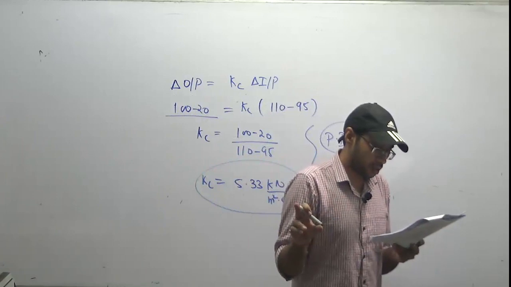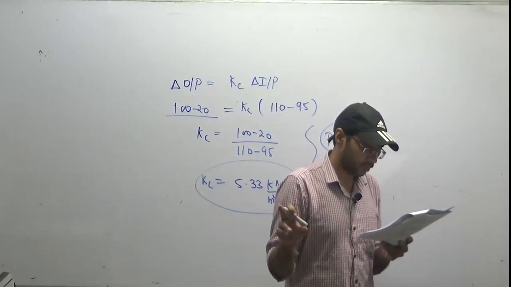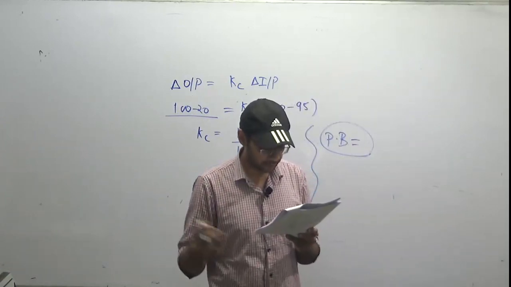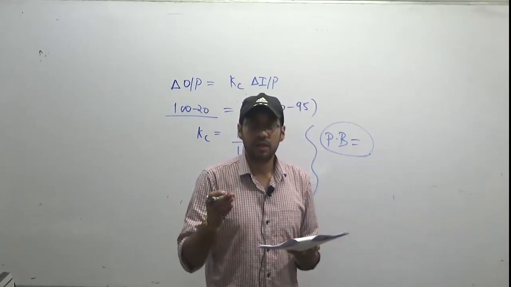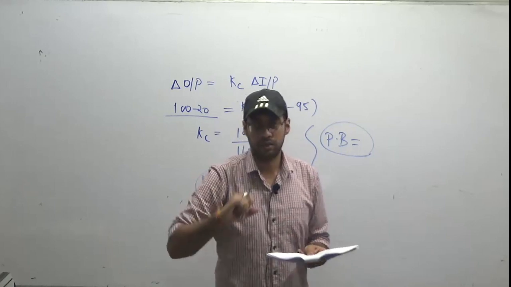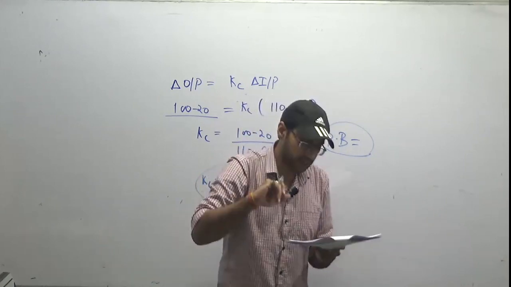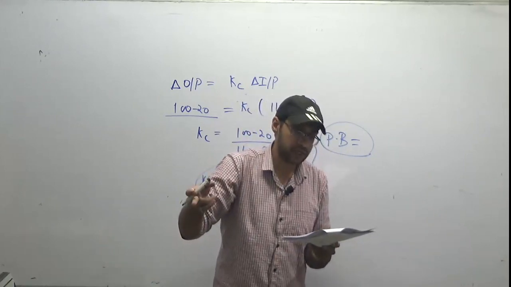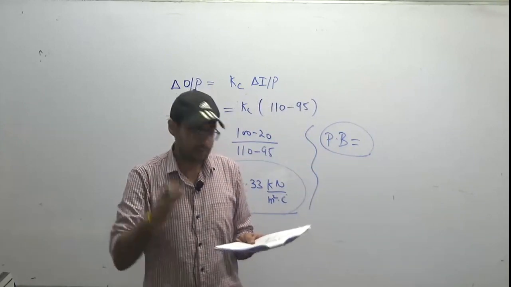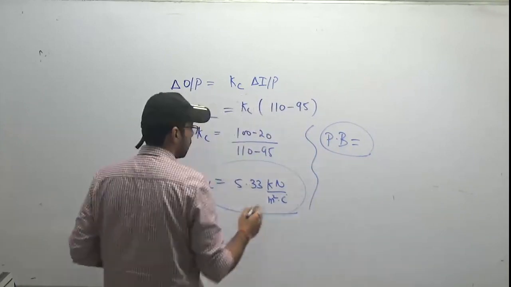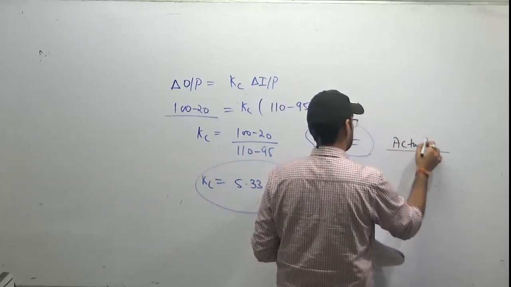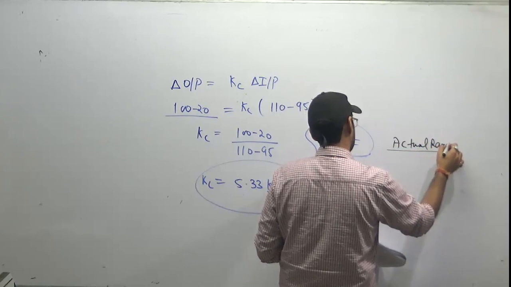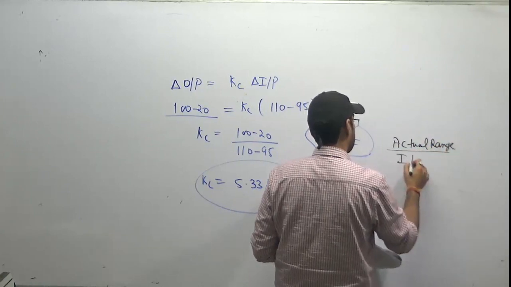So we can say that actual range. What is the actual range here? Anyone? Actual range means what is happening actually. And what is the ideal range? Ideal range is from the scale range. That's the scale range. Is your ideal range from 0 to 120, right? So actual range divided by ideal range.